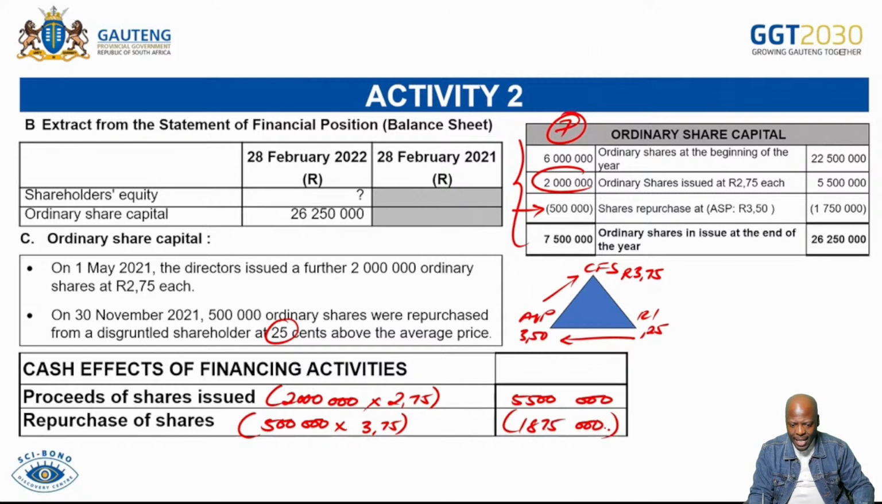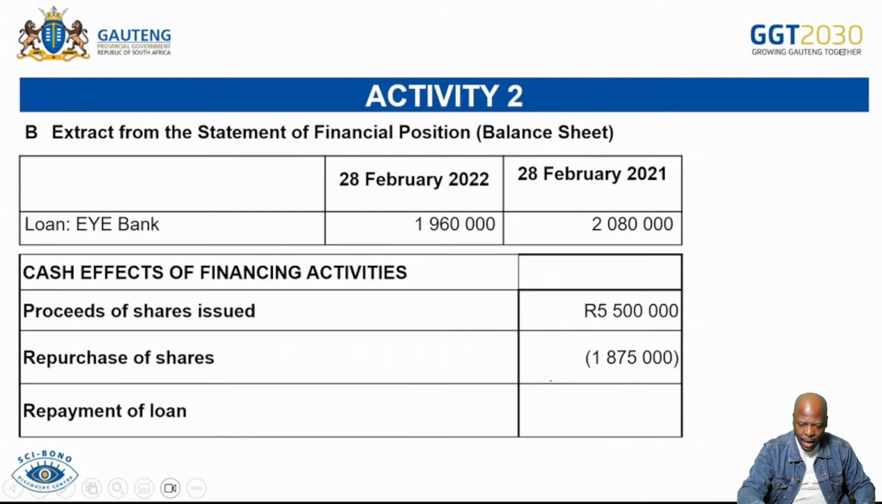1,875,000. That is the repurchase of shares. That is the 500,000 shares multiplied now by the total, the average, and the retained income amount. That is what goes to the cash flow statement. And then lastly, we look at the change in our loan.